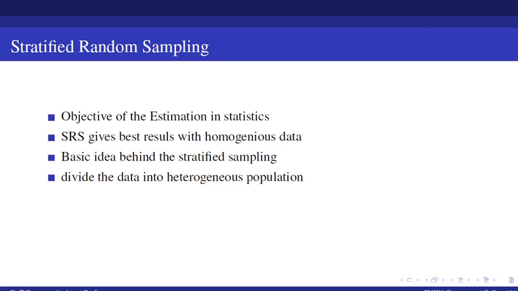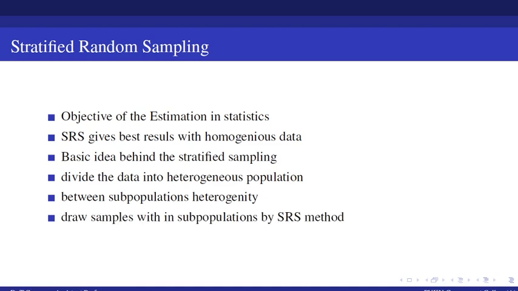The basic idea behind stratified sampling is to divide the whole heterogeneous population into smaller groups or subpopulations such that the sampling units are homogeneous with respect to the characteristic under study within the subpopulations and heterogeneous with respect to the characteristic under study between or among the subpopulations. Such subpopulations are termed as strata. Here, stratum is singular and strata is plural.